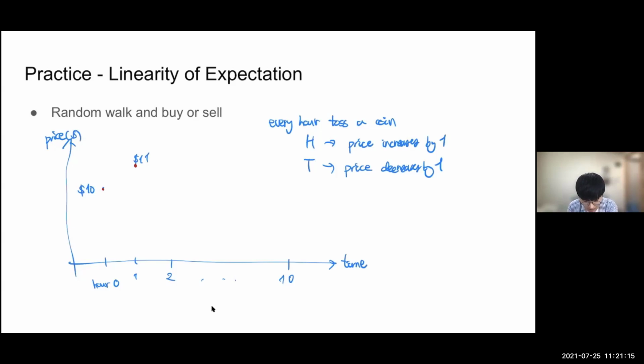And the point I want to make here is that because of linearity of expectation, which means that expected values just add up, whatever you do does not affect the expected value of your net profit.